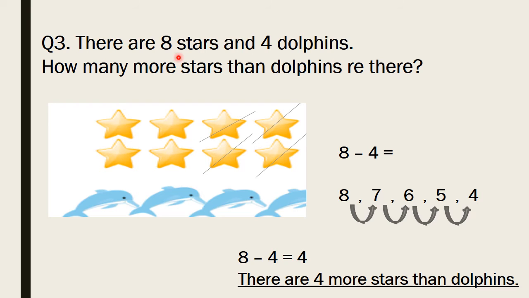Question number 3. There are 8 stars and 4 dolphins. Now you can see there are 1, 2, 3, 4, 5, 6, 7, 8 stars and 4 dolphins.